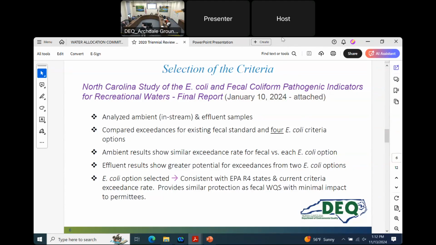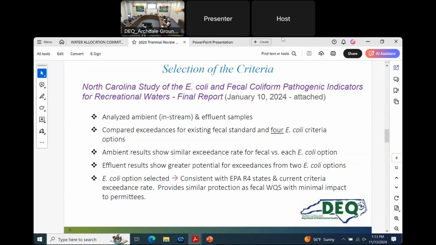So the ambient monitoring results showed a similar exceedance rate between the existing fecal coliform standard and each of the 4 E. coli options, 1 through 4. Now, some of the effluent results that were analyzed showed a little bit greater potential for exceedances when options, I believe it was 1 and 3 of the E. coli were used. So ultimately this information, as well as some other information, helped us narrow down which E. coli option we would recommend proposing to update.